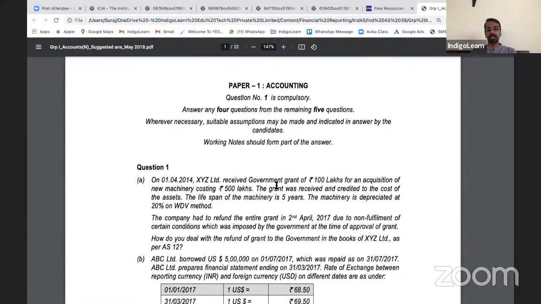On 1st April, XYZ Limited received a government grant of 100 lakhs for the acquisition of new machinery costing 500 lakhs. The grant was received and credited to the cost of the asset. The lifespan of the machinery is 5 years. Machinery is depreciated at 20% WDV. Now, this question is slightly incorrect because if it is the WDV method, a 20% rate of depreciation would not be appropriate unless we assume that at the end of 5 years the residual value will be so much. Okay. The company had to refund the grant on 2nd April 2017, having received it on 1st April 14, due to non-fulfillment of conditions. How would you deal with the refund of the grant?